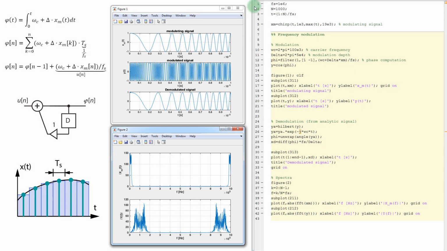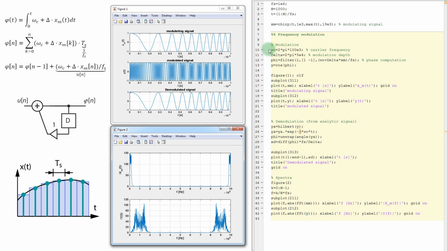In this example, we will take a look at the frequency modulation. We will start with the same code as in the previous example where we will generate our modulating signal, this chirp signal. Here we will proceed with the frequency modulation. First we will do the modulation itself and then we will demodulate.